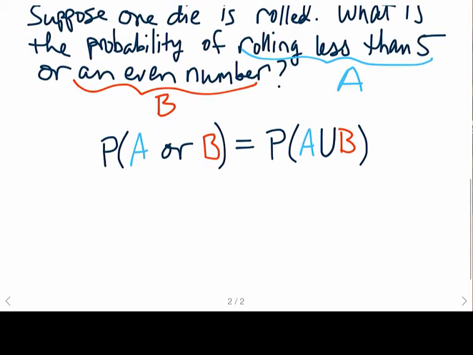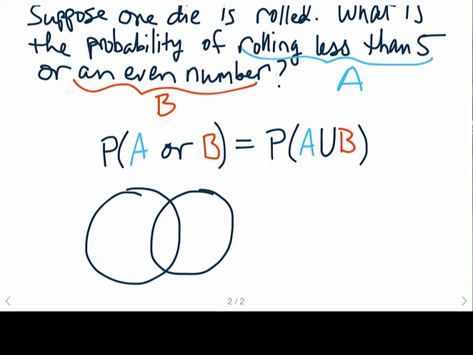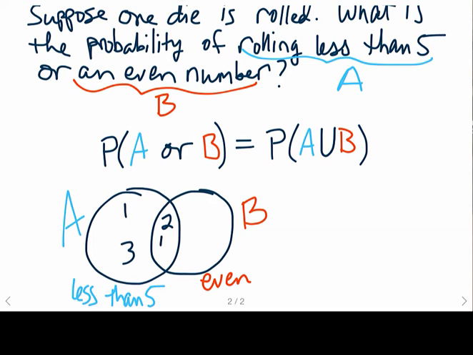Well, let's see. A Venn diagram would be a good way to go here. So I'm going to write, it looks like a MasterCard logo here. And in set A, I'm going to put all the numbers that are less than 5. And in set B, I'm going to put all the numbers that are even. 1, 2, 3, and 4 are all less than 5. And 2, 4, and 6 are even. And you can clearly see that there's an overlap, right? 2 and 4 are both less than 5 and even.